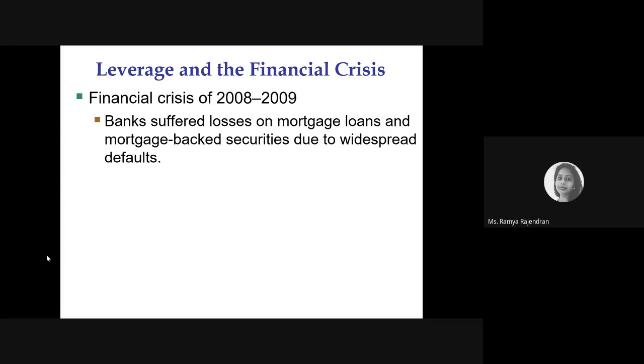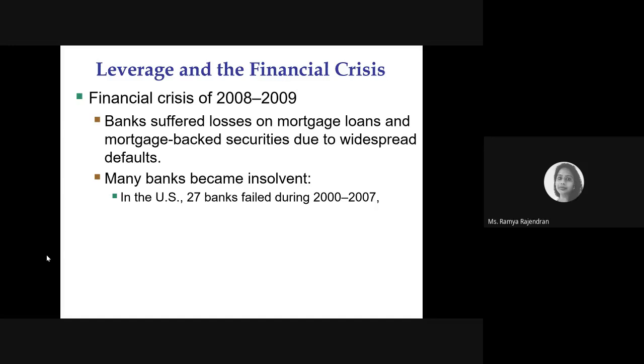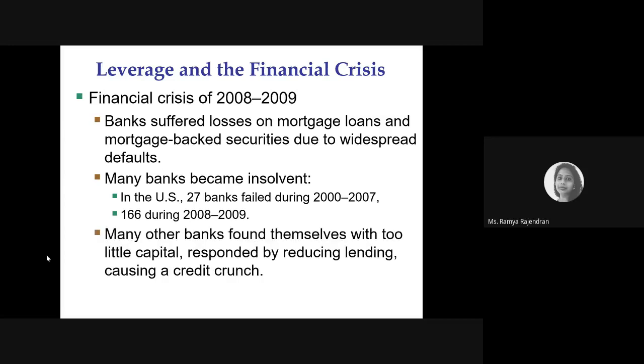So there were a lot of bad debts, and the assets started decreasing, and because of that the bank capital also started decreasing, and the banks were going insolvent one by one. So many banks became insolvent from 2000 to 2007 in the US. Almost 27 banks failed. In the period between 2008 and 2009, 166 banks failed because of this house bubble crisis. So it's mainly because of these mortgage loans.